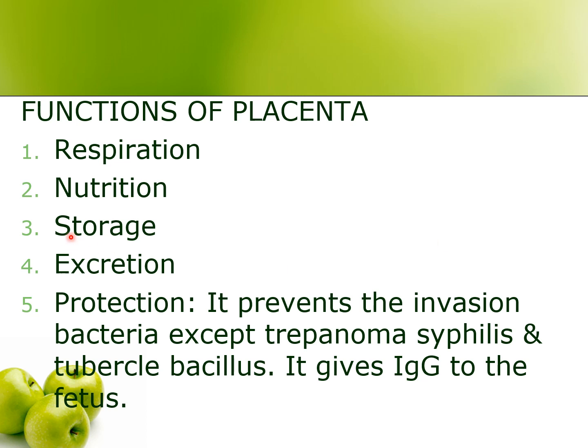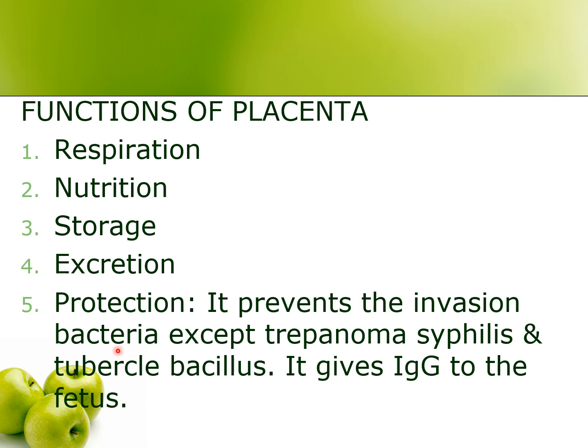And next is storage. It stores a certain amount of nutrients and immunoglobulins. Next one is excretion. That is, all the waste products, carbon dioxide, urea, uric acid and others, are excreted through the fetal placenta, that is, from the umbilical cord. They will go through the arteries and come to the placenta, and from the placenta they will get transferred into the maternal blood.